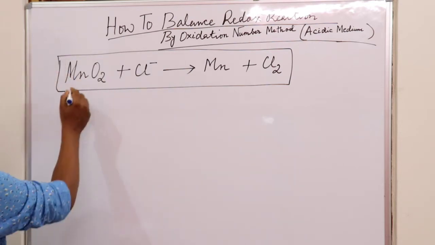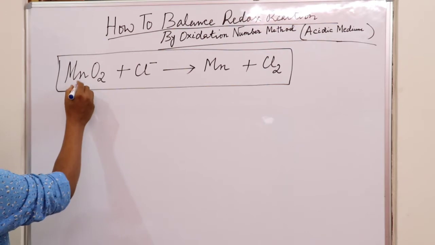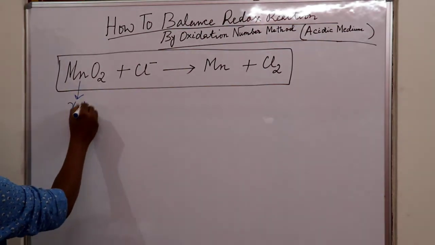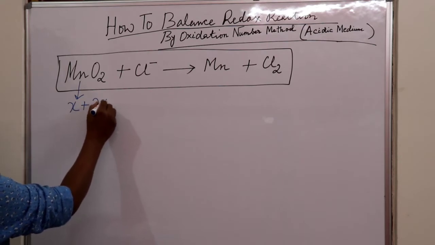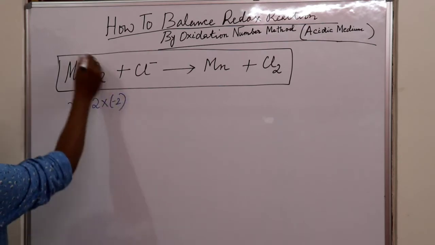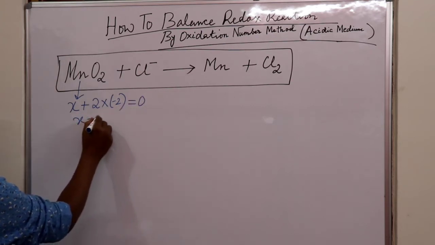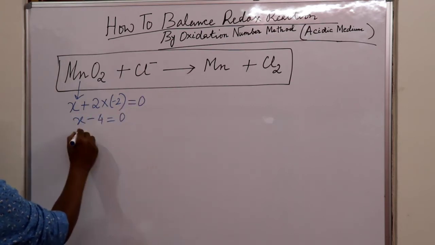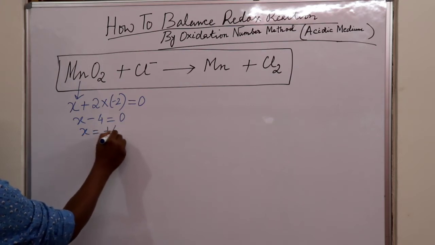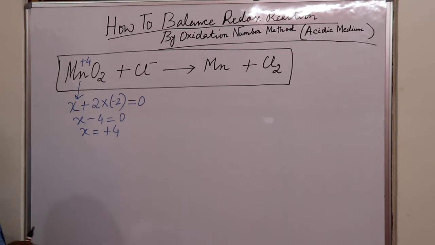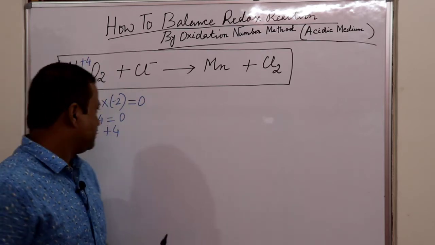So let's calculate the oxidation number of manganese. Let us suppose that its oxidation number is X. So plus, there are 2 oxygen atoms into -2. As a whole, we have to put this equal to 0. So X minus 4 is equal to 0, so X is equal to plus 4. That means the oxidation number of manganese in MnO2 is plus 4.